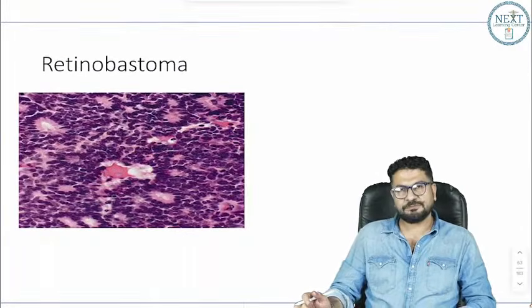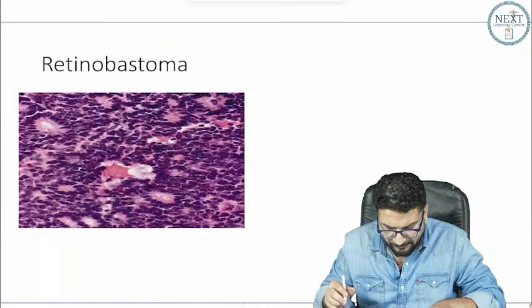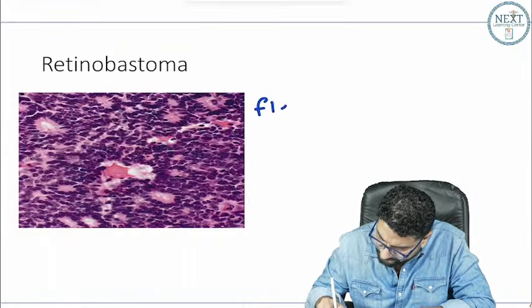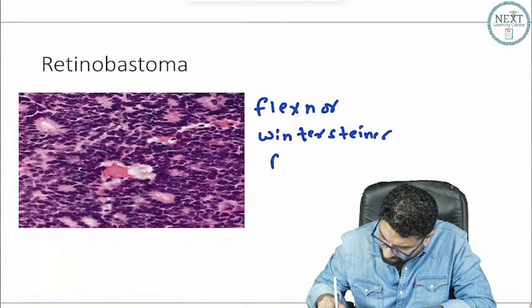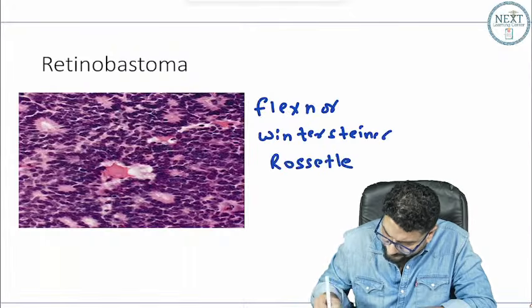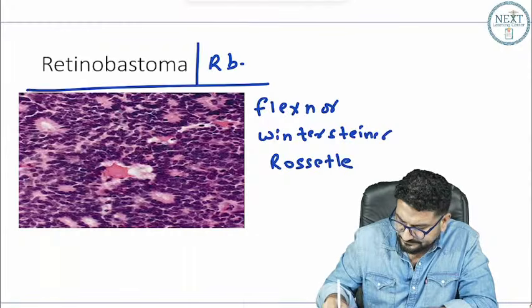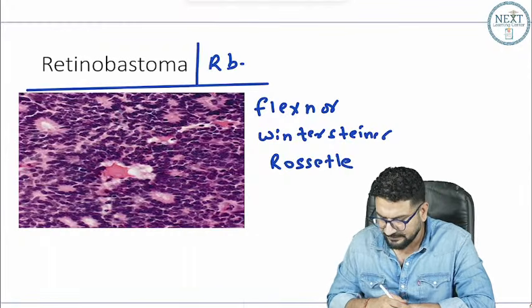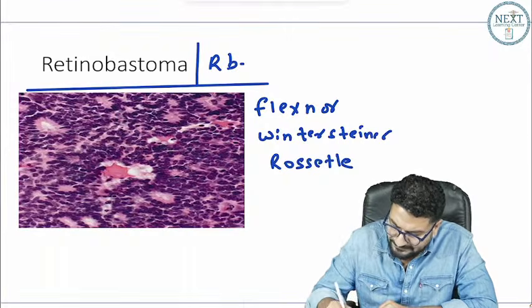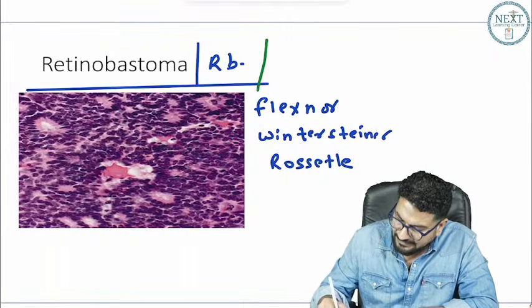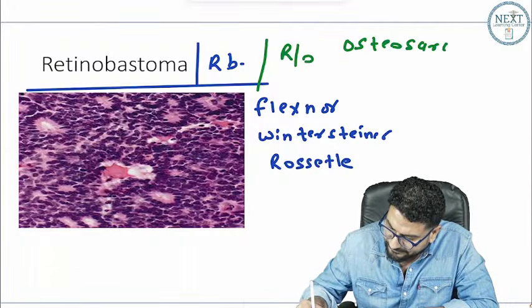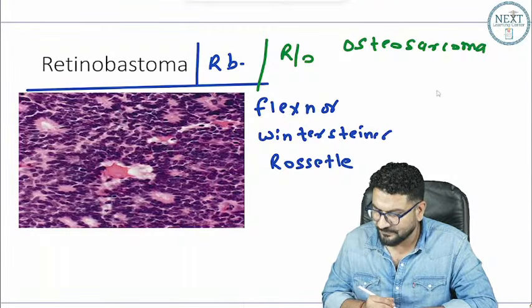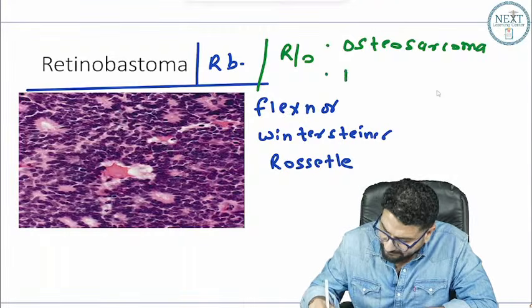Okay, this is retinoblastoma. What is the name of the rosette? What rosette do we call this? It is Flexner-Wintersteiner rosette. Just remember it is due to RB gene mutation. Okay, they also ask you, suppose a person has the familial form of retinoblastoma, they are at risk of developing two more tumors. If a patient has retinoblastoma, they can develop osteosarcoma and they can develop pinealoblastoma.